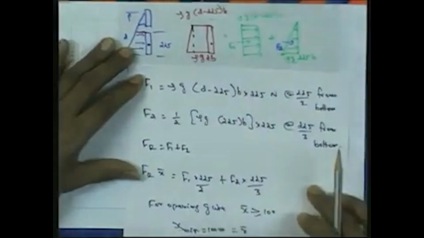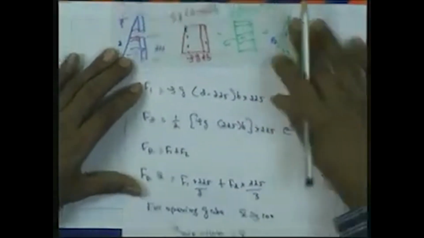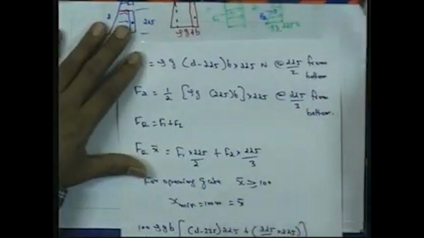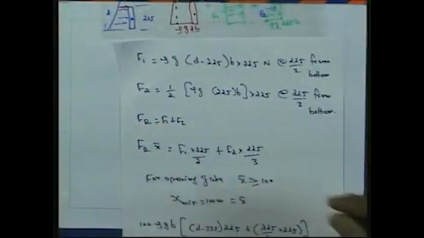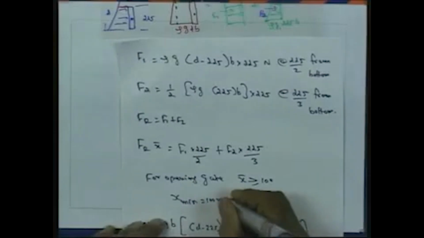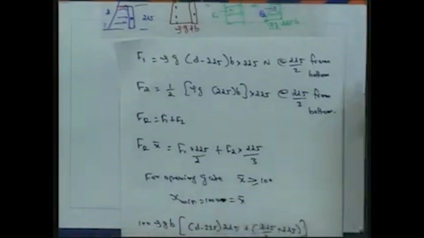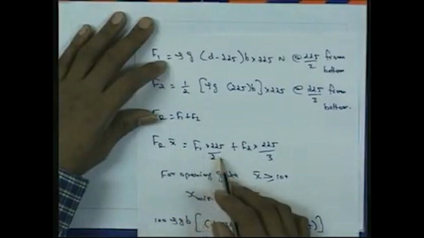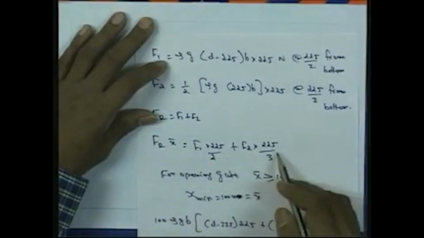So this is from the bottom. For opening the gate, we know that this x bar should be either 100 millimeter or just more than 100 millimeter. So if we put x bar equal to the minimum of 100 millimeter, then finally we can equate F_r into x bar is equal to F1 into 225 by 2 plus F2 into 225 by 3. Finally we will equate all this.